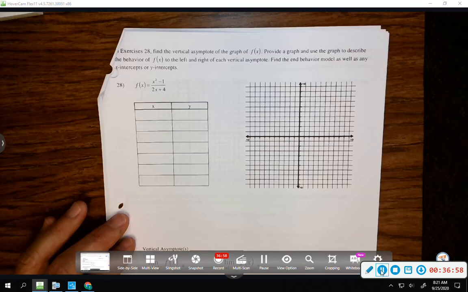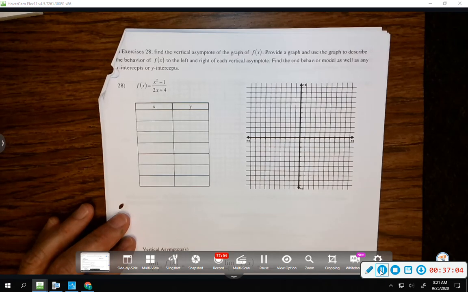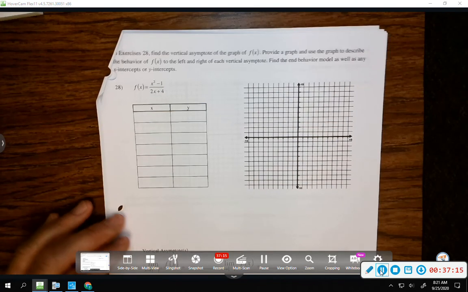Okay, the directions on this problem say find the vertical asymptote of the graph, provide a graph, and use the graph to describe the behavior of f of x to the left and to the right of each asymptote. Find the end behavior model as well as any x or y intercepts. Okay? So let's start. I always like to look to see if we can factor this.